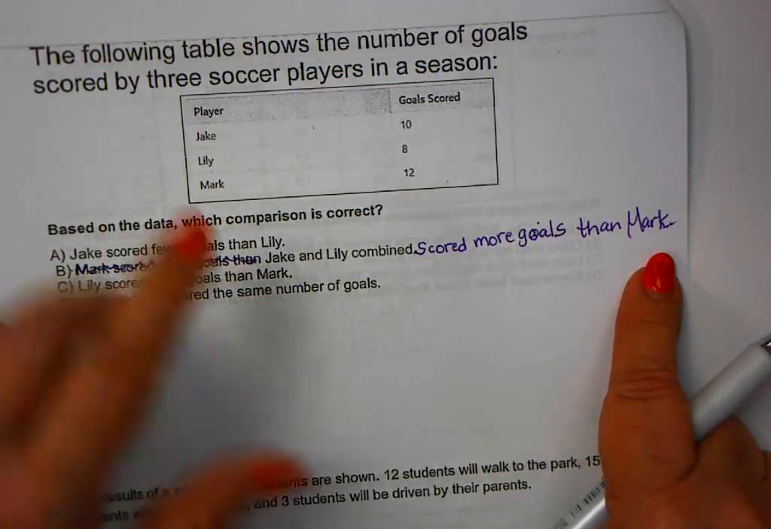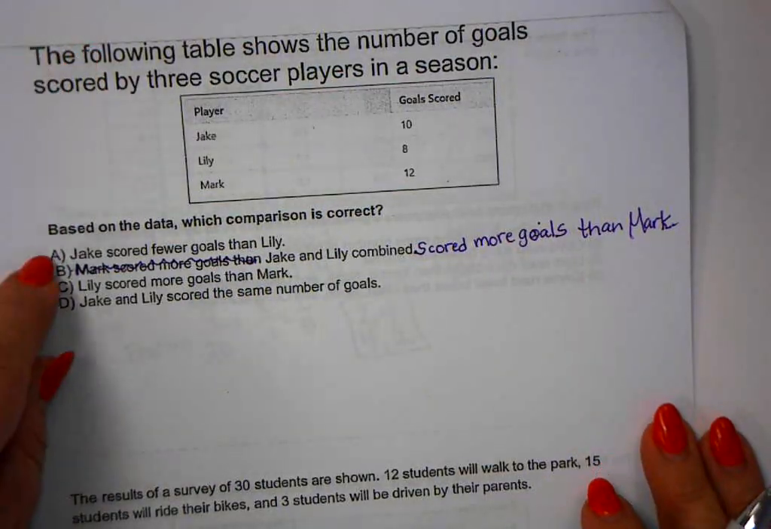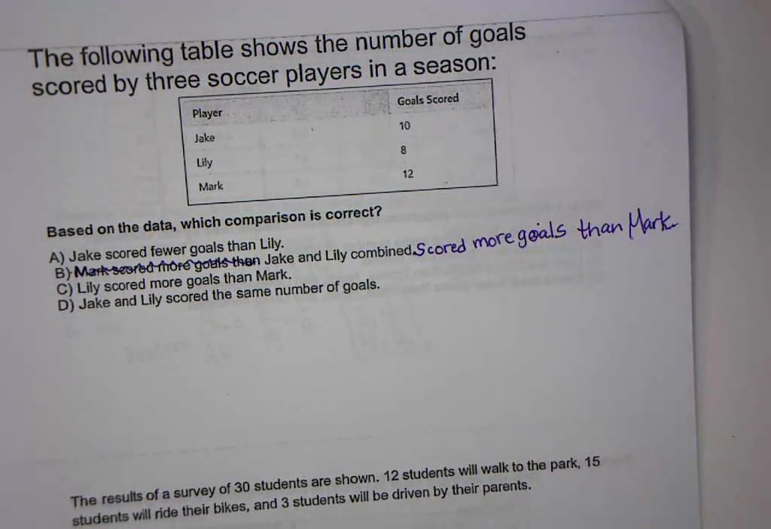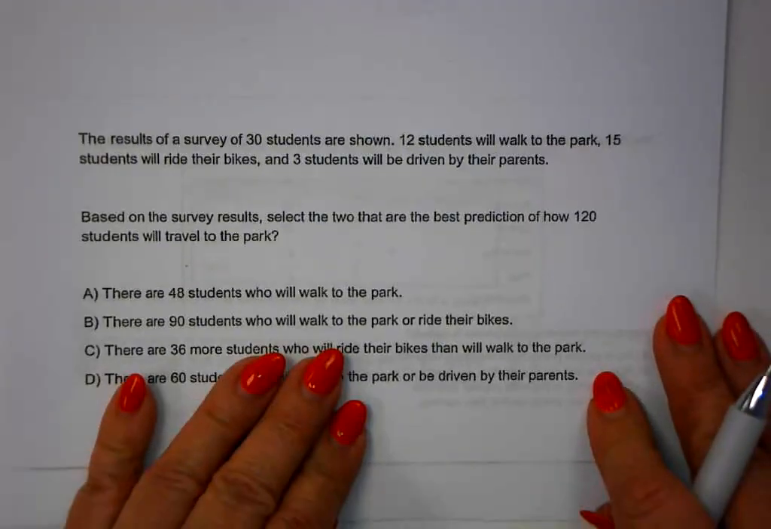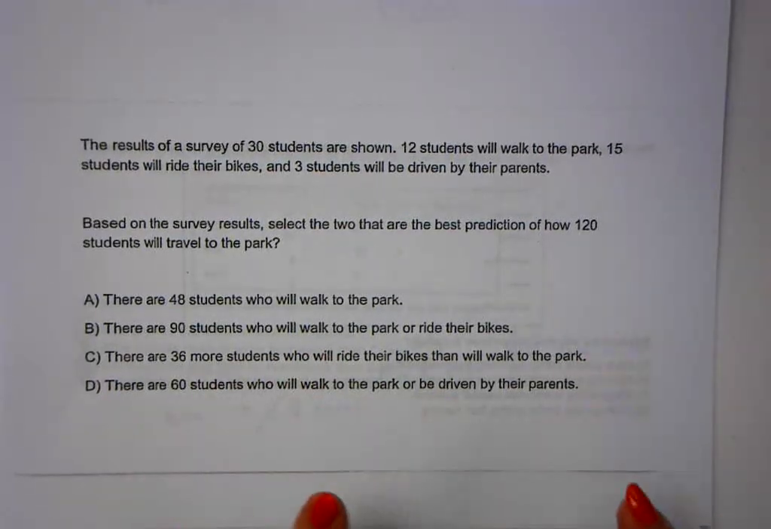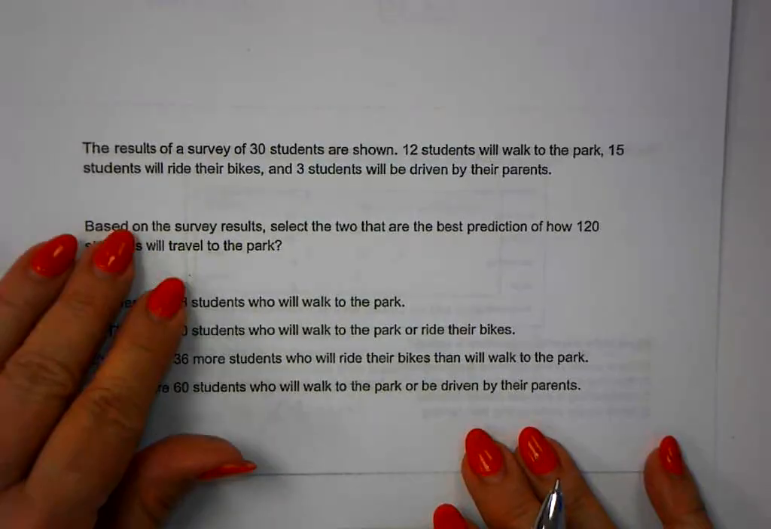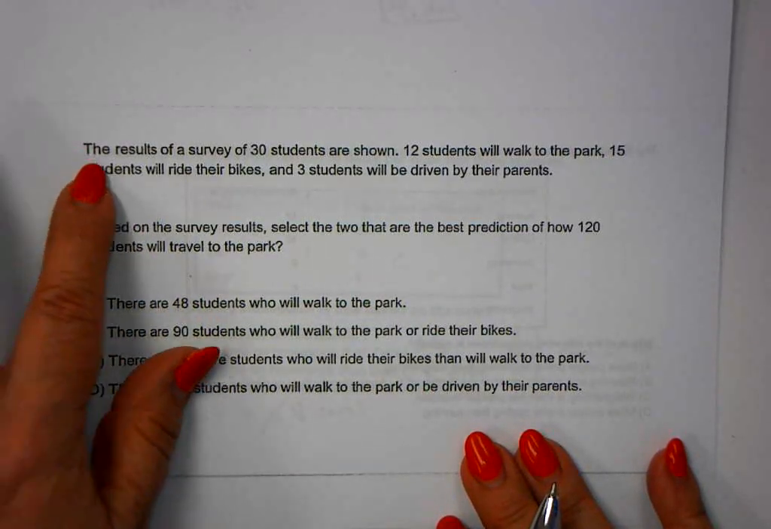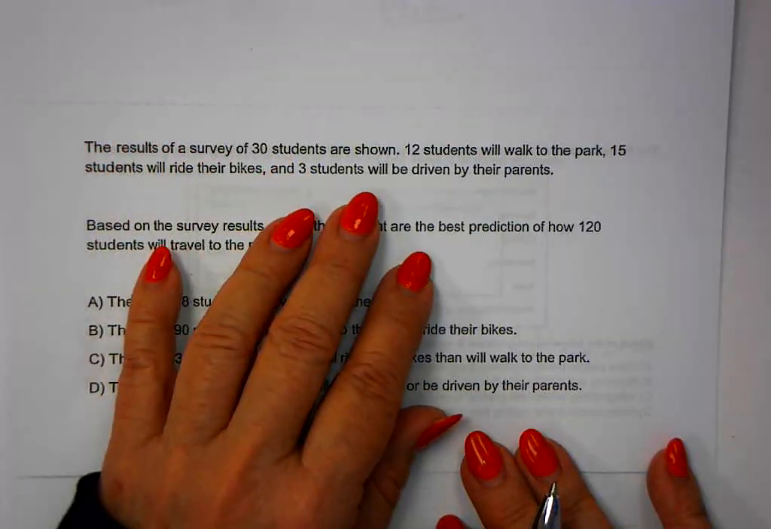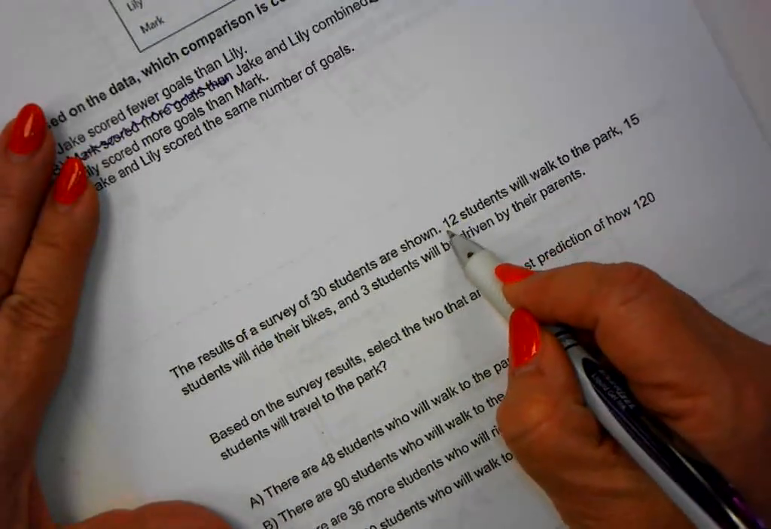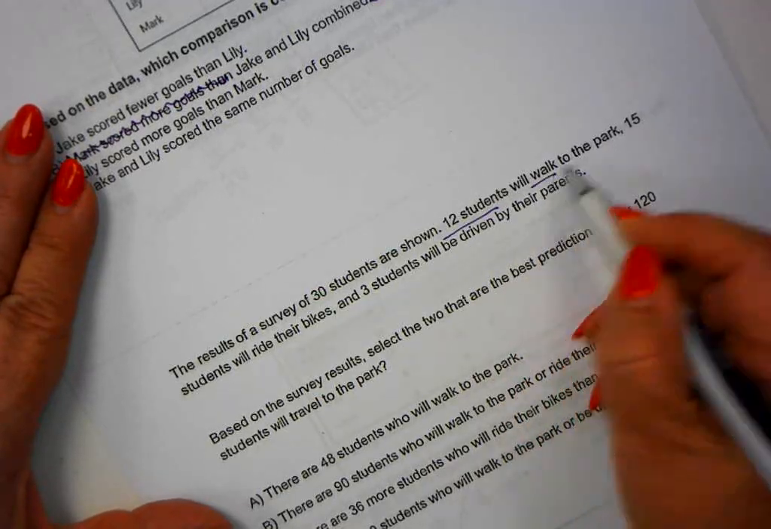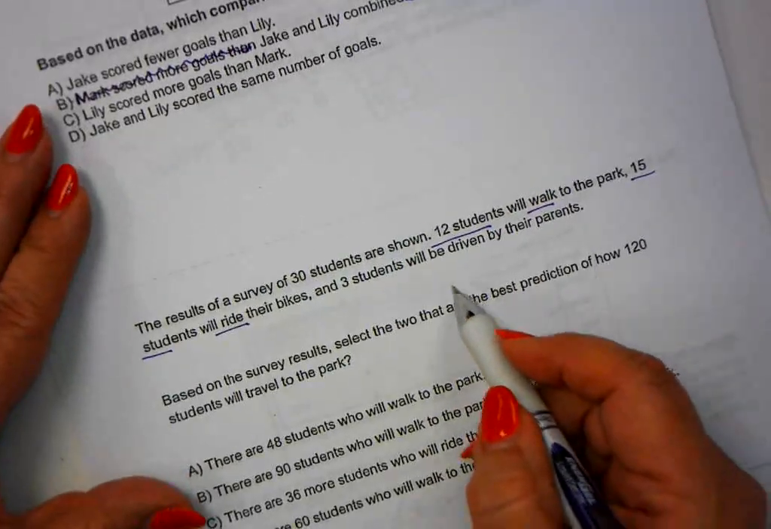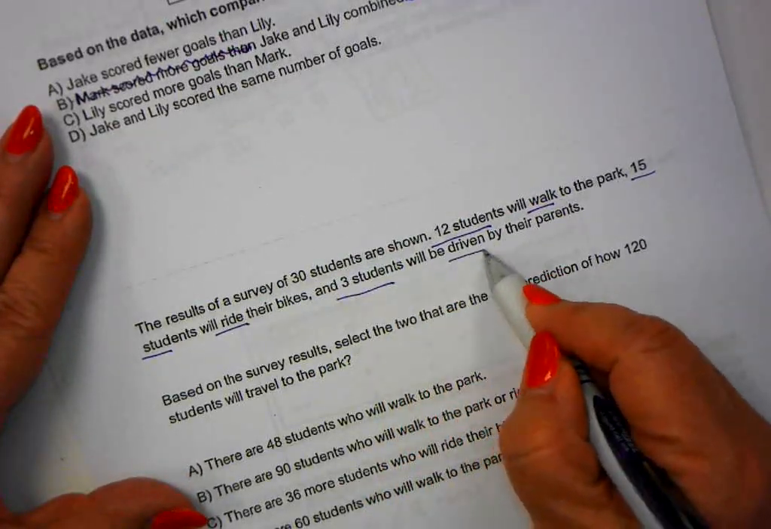And then showing your work, you want to confirm what is your answer choice and why you chose that and why the others don't work. All right, so this is one that you will see on Wednesday's test. Again, you have your end of the unit test. This is one that we've already been working on last week, and I wanted to review this. The results of a survey of 30 students are shown. Okay, so you have 12 students walk to the park, 15 students ride their bikes, and 3 students will be driven by their parents.